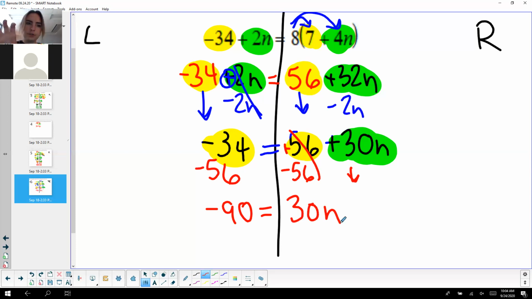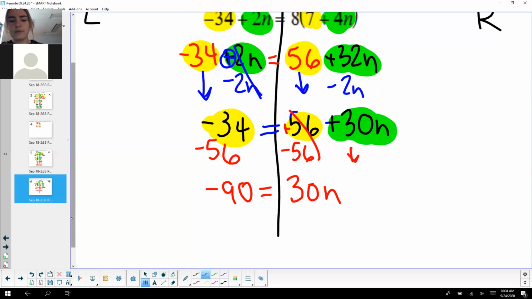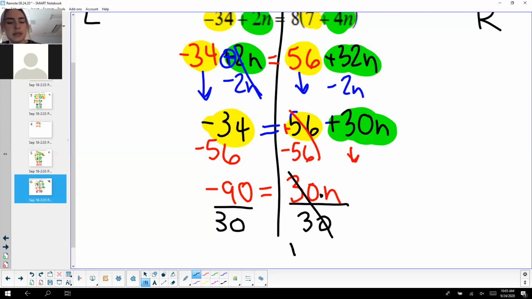Now I've got all of my variable terms on one side, all of my constants on the other side. I can go ahead and solve for that missing variable now. So I know that when I've got a coefficient like 30 in front of a variable, to get n by itself, I'm going to divide both sides by 30. And I'm dividing because I'm undoing that multiplication between the 30 and the n. So 30n divided by 30 gives me n by itself, and then negative 90 divided by 30 is going to give me negative 3.